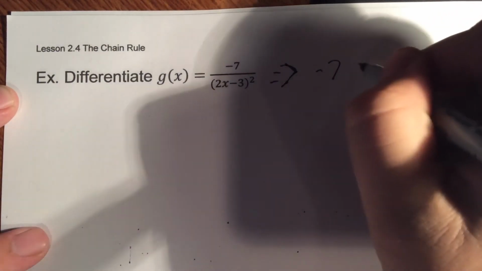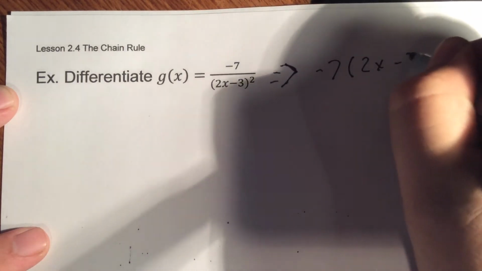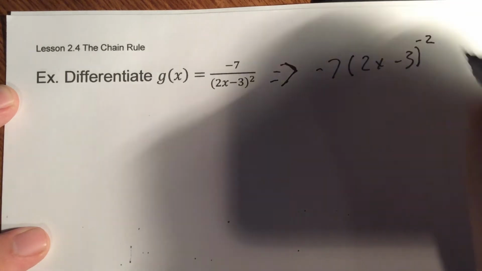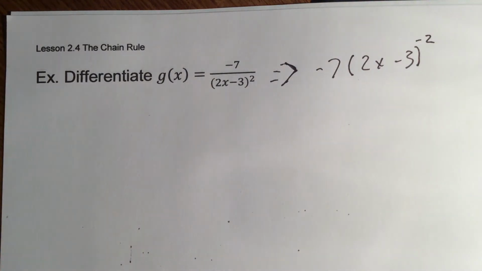So our negative 7 parentheses 2x minus 3. And if it was on the bottom, moving it to the top will make it a negative 2 for an exponent. Remember, moving from the bottom to the top makes it negative, or top to the bottom would make it negative. It's going to switch the sign.